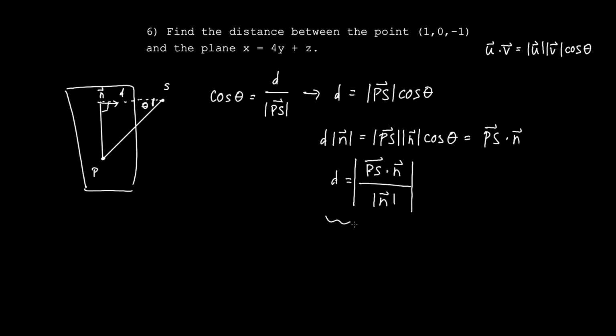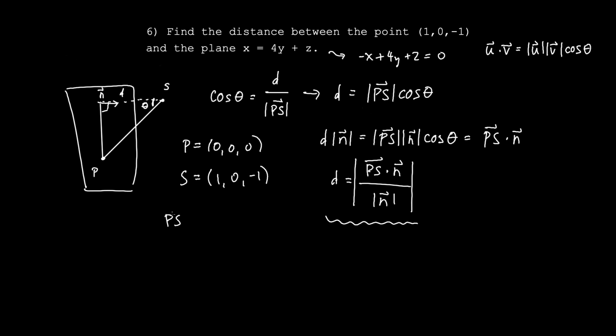Now, since we have this formula, we can solve for the distance. First, we've got to create a reference point. The easiest way to create a reference point is just to see if 0, 0, 0 works in the plane. If we rewrite this such that all the variables are on the left side, so negative x plus 4y plus z equals 0, and the constant is on the right side, we can see that the point 0, 0, 0 lies on the plane. So using this, we can say that P is equal to 0, 0, 0. Now, the point S is 1, 0, negative 1.